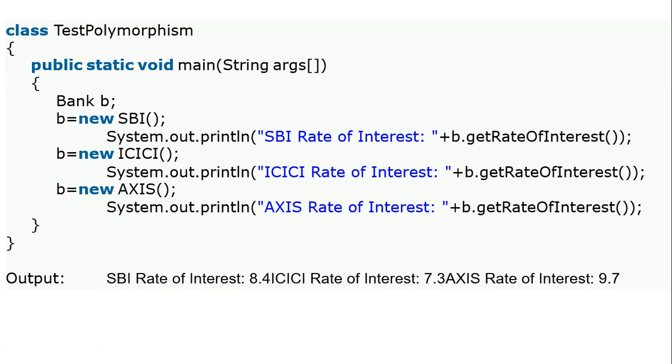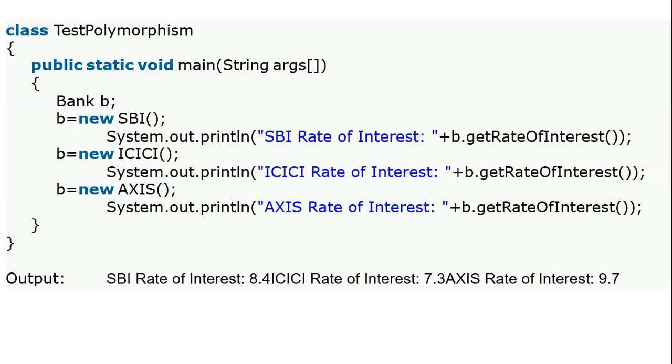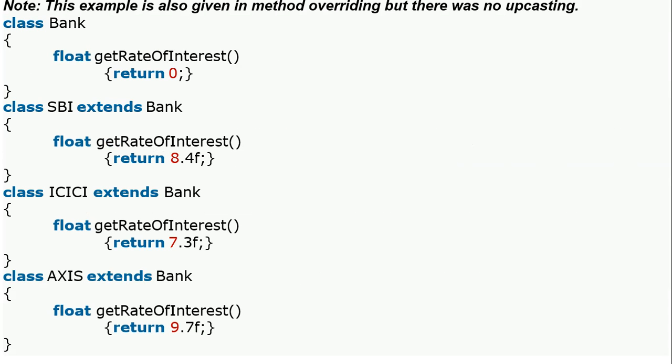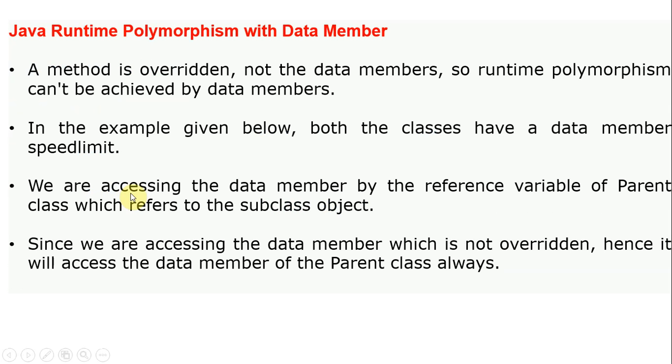Now while executing, the JVM will decide which method to call. First it will call the SBI getRateOfInterest method, second it will decide the ICICI Bank method, next it will decide the Axis Bank method. So what is happening here? We are calling the overridden methods of subclasses with the help of the superclass reference variable by assigning subclass objects. This is called runtime polymorphism. Okay, so runtime polymorphism with a data member.